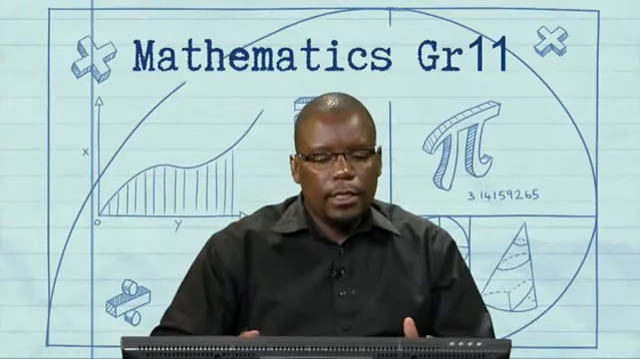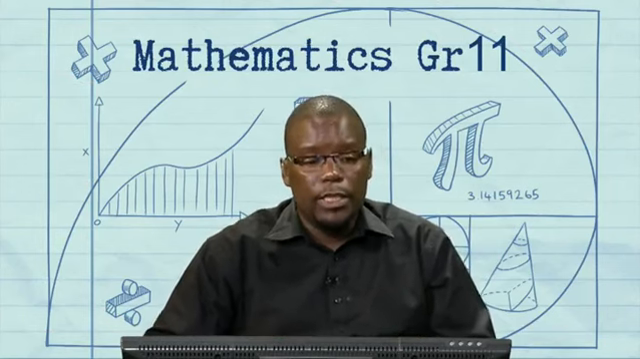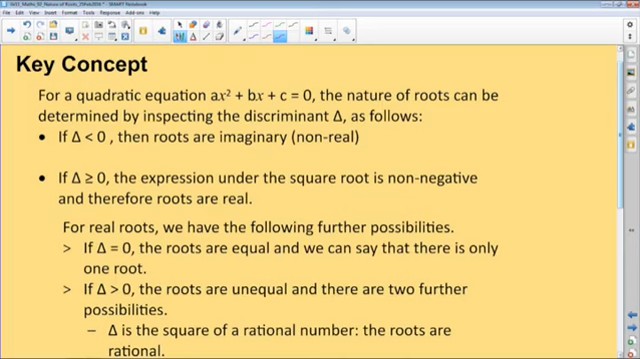Welcome back, guys. Now, in this chapter, we'll be looking at the key concepts. And we know that for a quadratic equation, it's always in the form of ax squared plus bx plus c. And the nature of roots can be determined by inspecting the discriminant as follows.